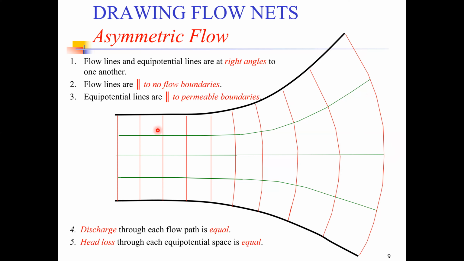In the same way, it also satisfies this condition that equipotential lines are parallel to the permeable boundary. So one permeable boundary is over here because this is from where the water can go in, and the other permeable boundary is this end from where the water can go out of this pipe. So this equipotential line and the first equipotential line are again parallel to the permeable boundaries. So this is how we can draw flow nets in case of an axisymmetric condition.